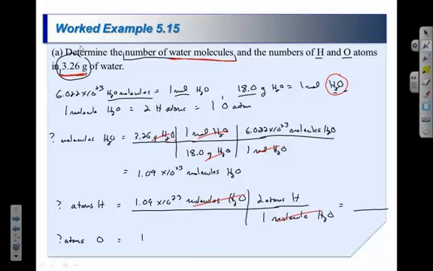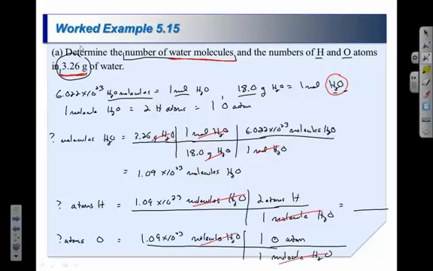And then for the oxygen, I would set it up the same way. Except in the case of the oxygen, every 1 molecule has 1 oxygen atom. So when I cancel the molecules, now my units are atoms of oxygen. And so there's a lot of relationships here. Avogadro's number is a relationship. The molar mass is a relationship. The formula for a substance gives me a relationship between the number of atoms present per 1 unit of that substance.